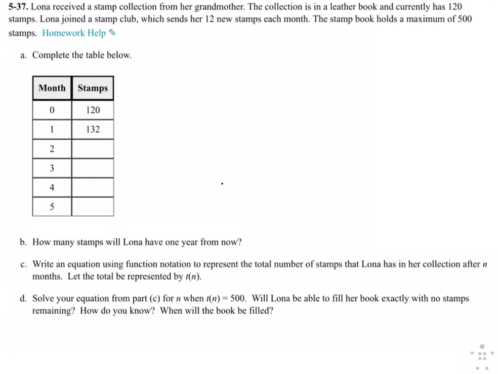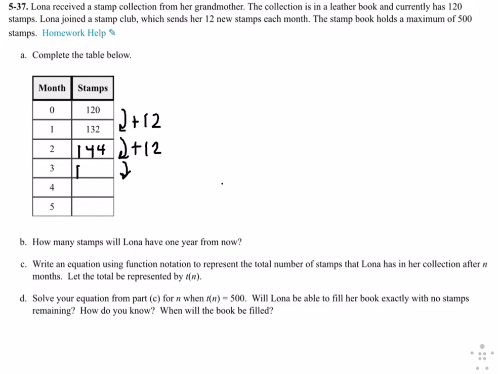Okay, so this person has a certain number of stamps, and then this club she joined sends her 12 new stamps a month, right? So she's increasing her stamps by 12 each time. So we have to continue that plus 12 to fill the table for A. So 132 plus 12 is 144, right? And then again, we're going to add 12 again, right?